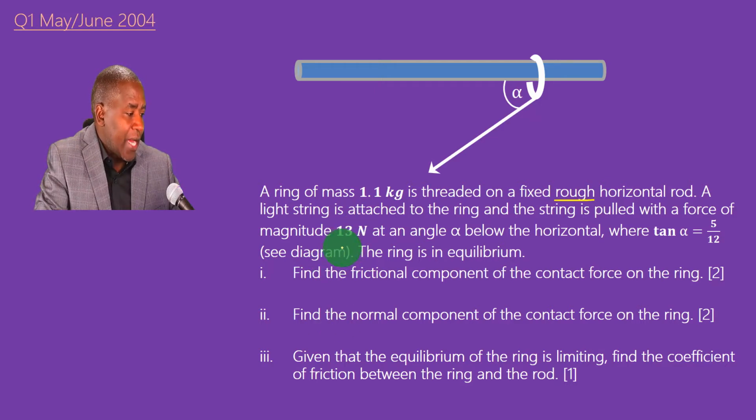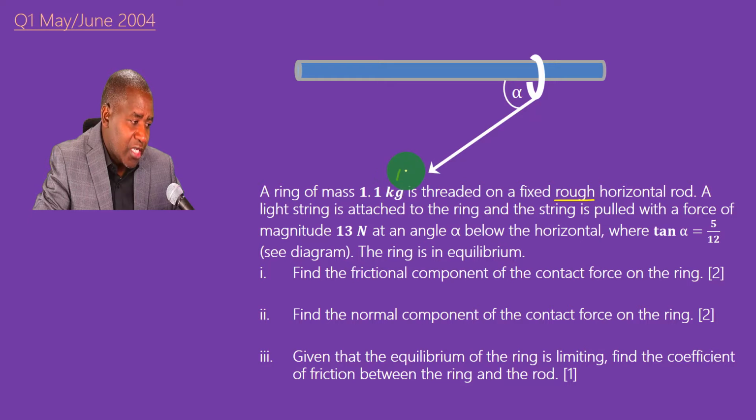A light string is attached to the ring and the string is pulled with a force of magnitude 13 newtons. So this is 13 newtons. It is one of the forces acting on the ring at an angle alpha below the horizontal, where tan alpha is 5/12. The ring is in equilibrium. There are several things they have mentioned here.